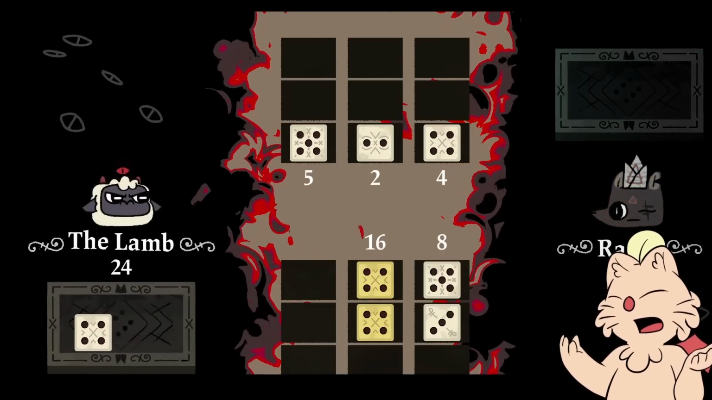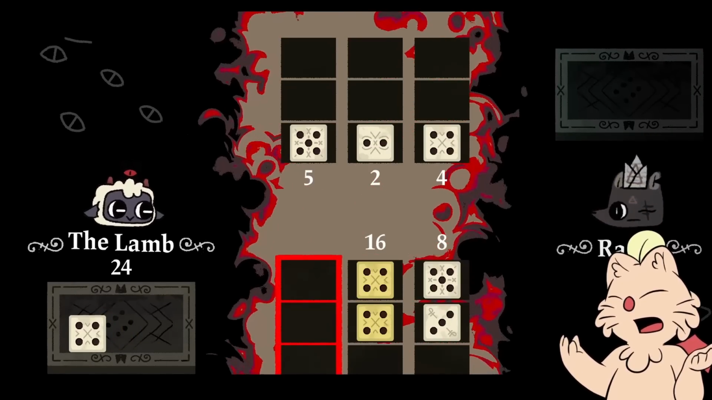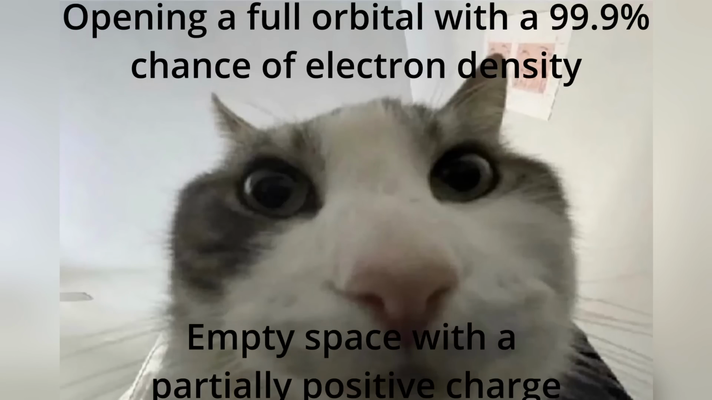Notice how I keep saying the word probably here, and that's because QM is inherently probabilistic. We can't actually determine the exact locations of electrons for a couple of different reasons.